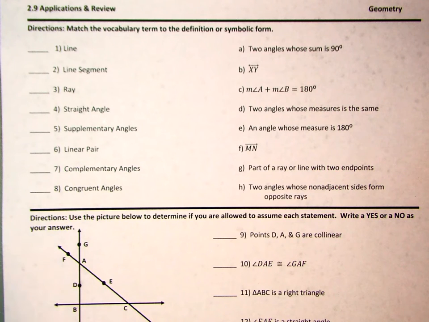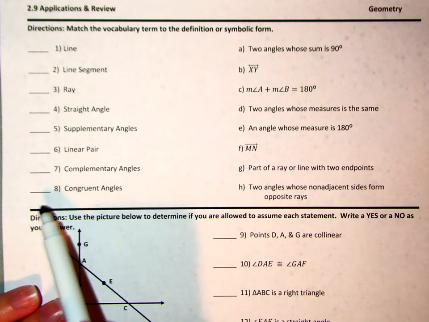This is numbers 1 through 8 on the study guide. Number 1 through 8, we were supposed to look for the vocabulary term that matches a definition or symbolic form. So I'm actually going to work on the right and fill out the letters here on the left.